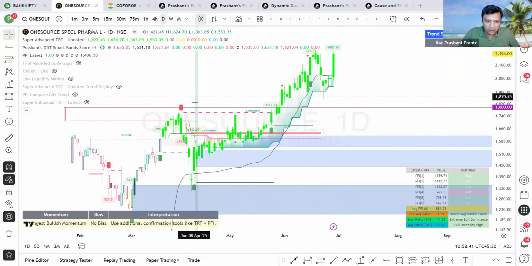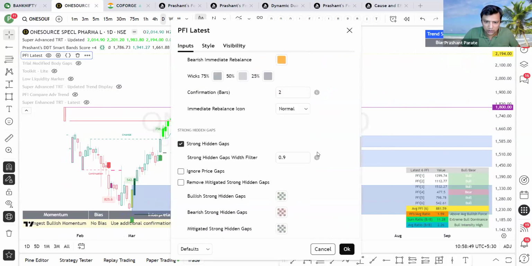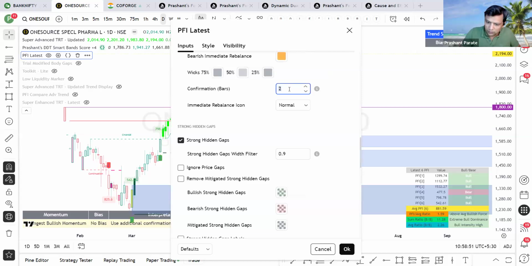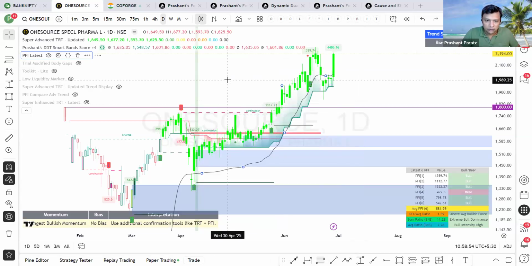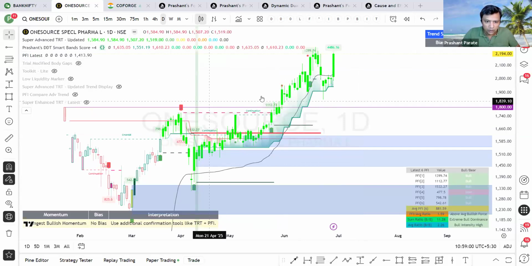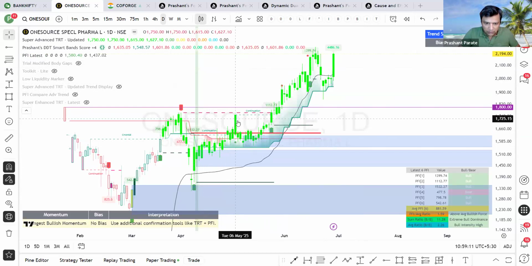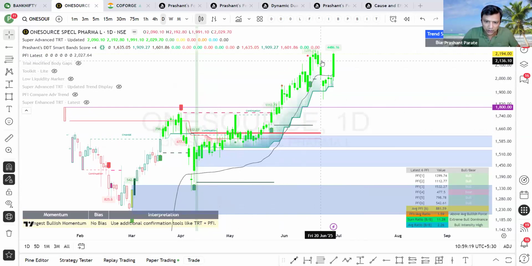Now there is a high PFI value here. If you notice, it is 1532, which is more than what I have kept as threshold. I think it is 2. So if I make it 5, based on 5 also, this is a high PFI and this has gone up. Then what happened? A continuation is printed here. It gave some retracement up to this bullish momentum band, and after that it started moving higher and higher.